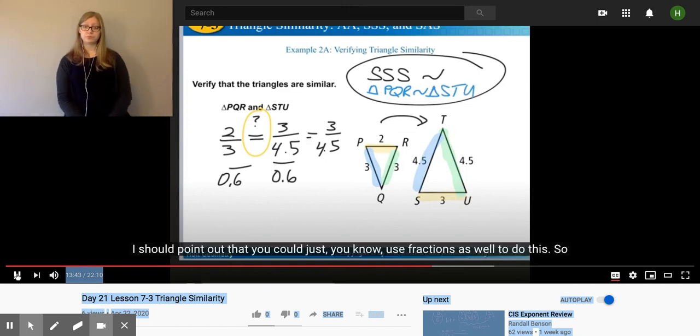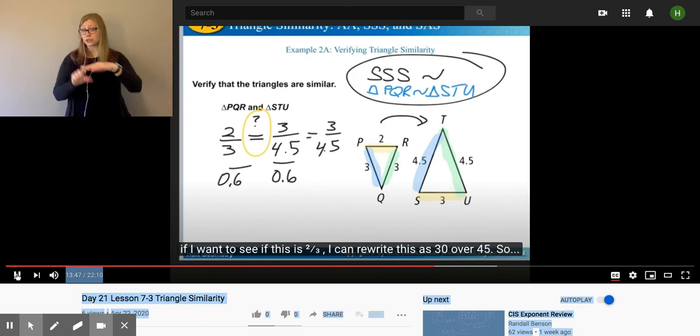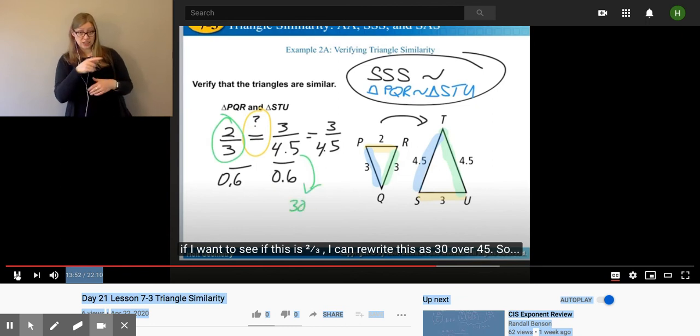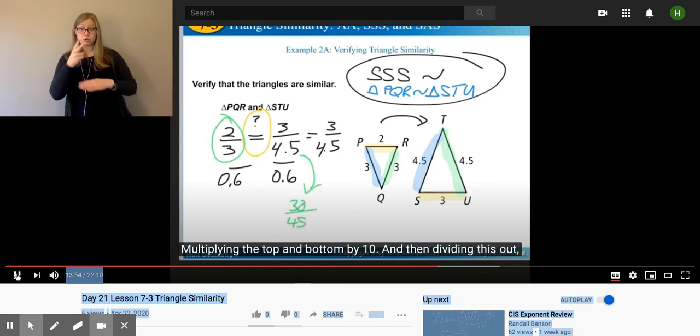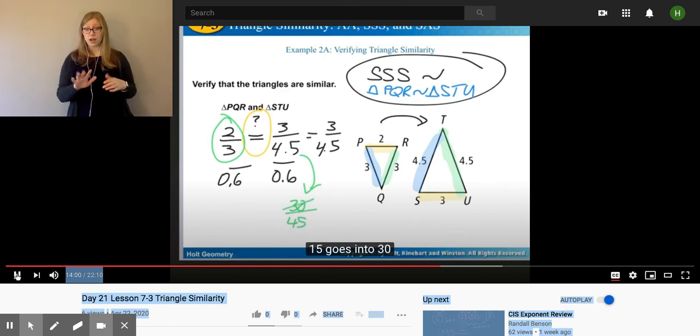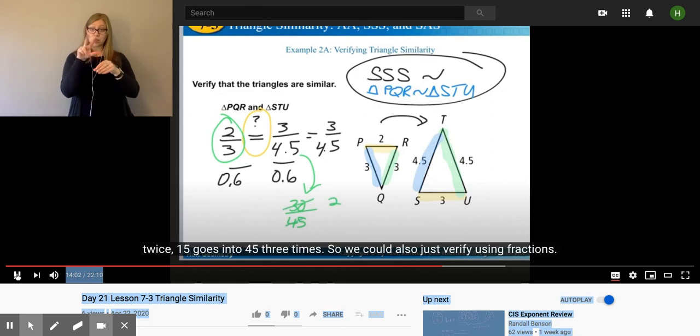I should point out that you could just use fractions as well to do this. So if I want to see if this is 2/3, I can rewrite this as 30 over 45, so multiplying the top and bottom by 10. And then dividing this out, 15 goes into 30 twice, 15 goes into 45 3 times. So we could also just verify it using fractions.